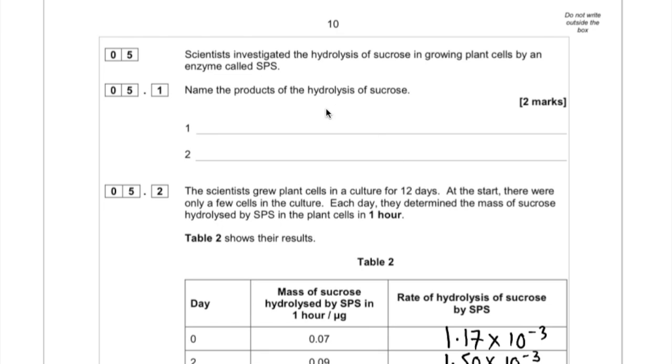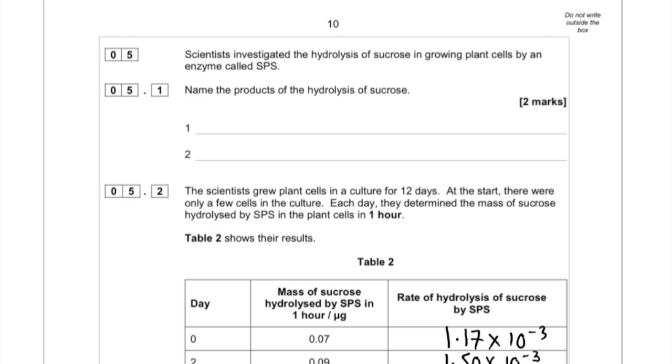Question 5. Scientists investigated the hydrolysis of sucrose in growing plant cells by an enzyme called SPS. Name the products of the hydrolysis of sucrose. So this is the biological molecules topic, testing your knowledge of disaccharides. Sucrose is one of the examples of this.